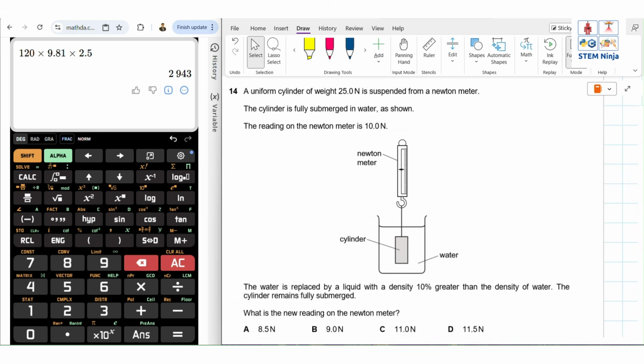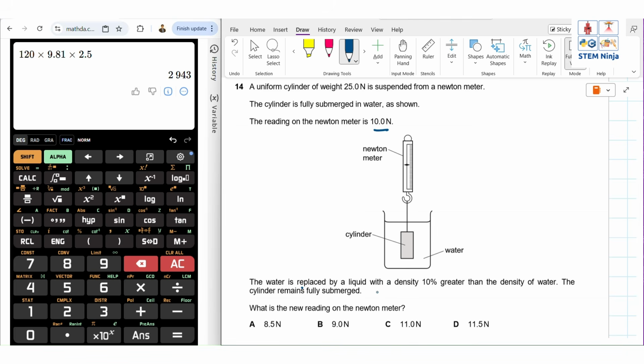Okay. A uniform cylinder of weight 25 newtons is suspended from a Newton meter. The cylinder is fully submerged in water. The reading on the Newton meter is 10 newtons. The water is replaced by a liquid with a density 10% greater than the density of water. The cylinder remains fully submerged. What is the new reading on the Newton meter?